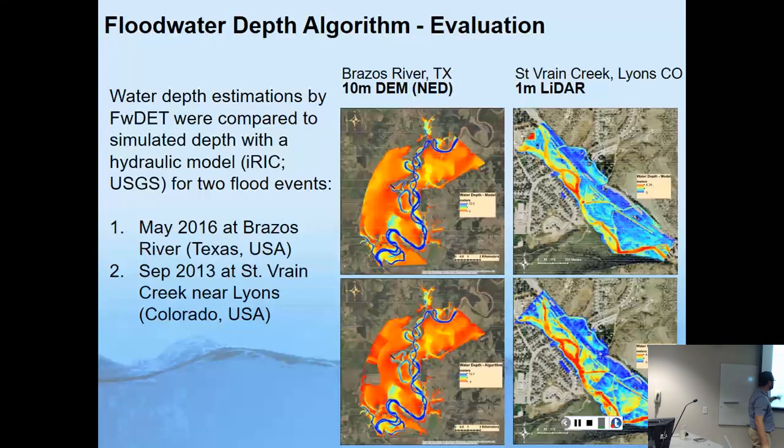So this is from the paper itself. We tested this model against hydraulic simulations for both a 10-meter DEM of a large flood in the Brazos River in Texas, and a 1-meter LiDAR DEM of a small flood in Lyons, Colorado, both real flood events that had real hydraulic simulations calibrated for them.